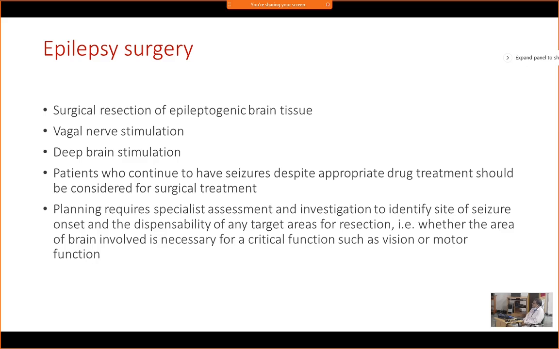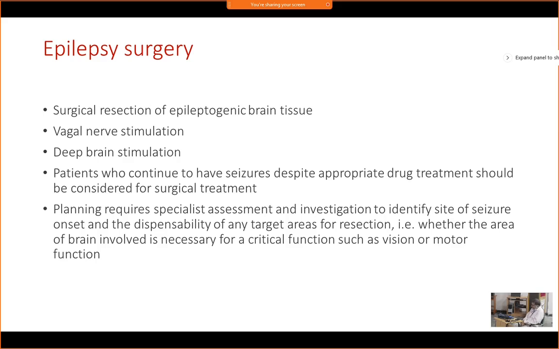So one is surgical resection of epileptogenic brain tissue, vagal nerve stimulation, deep brain stimulation, or DBS, which we do for Parkinsonism. Patients who continue to have seizures in spite of appropriate drug treatment should be considered for surgical treatment, not otherwise. The planning for surgery requires specialist assessment and investigation to identify the site of seizure onset and the dispensability of any target areas of resection, whether the area of the brain involved is necessary for a critical function such as vision or a motor function.